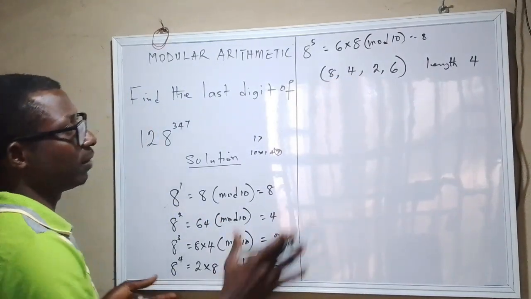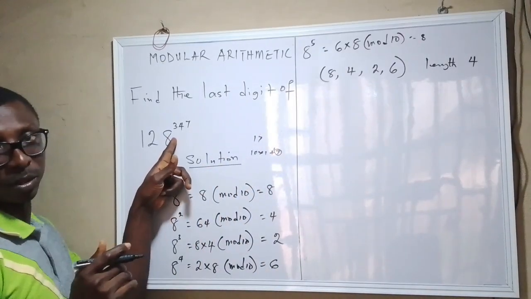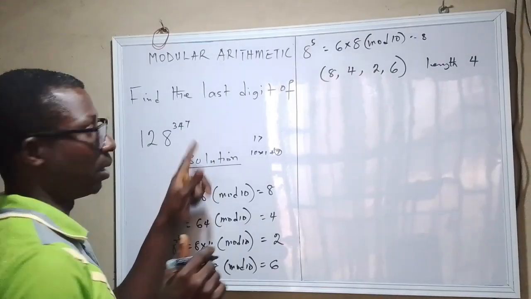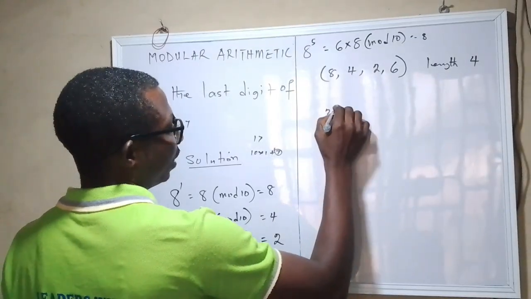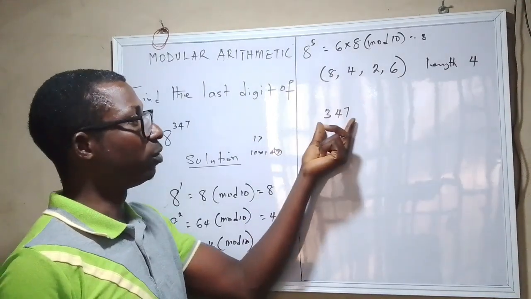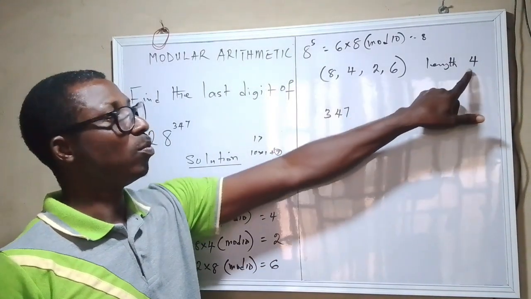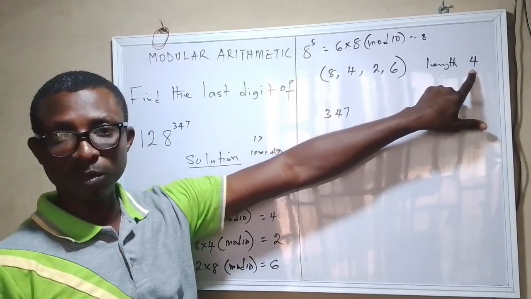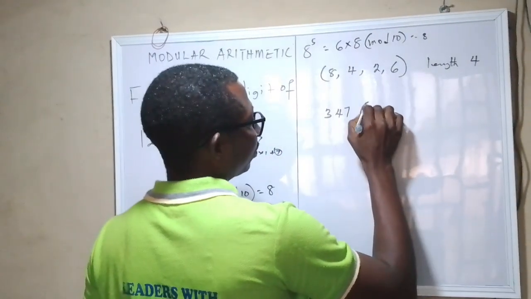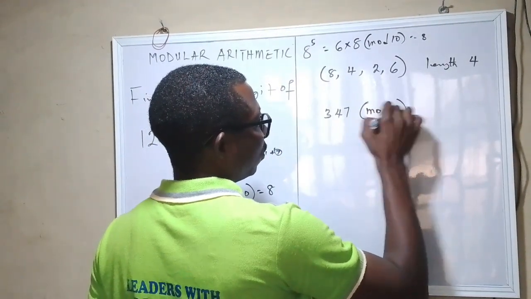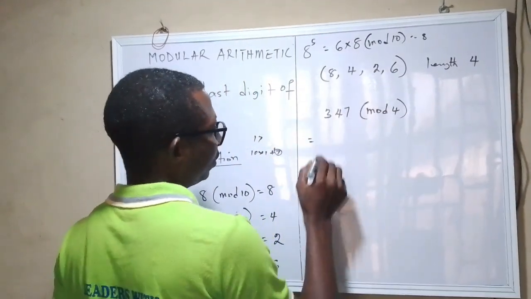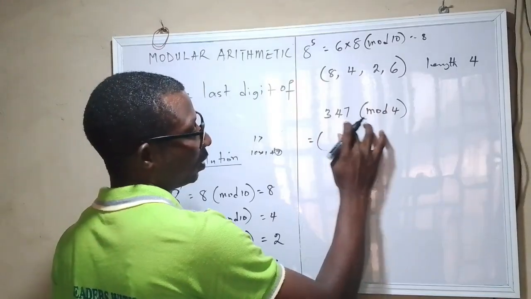Alright, so now after getting this, you come back to your question. Look at the power here. You write the power out. So that's 347. So you look for the equivalence of this in mod 4, the mod of the length. Alright, so in mod 4. So we want to express this one in mod 4.